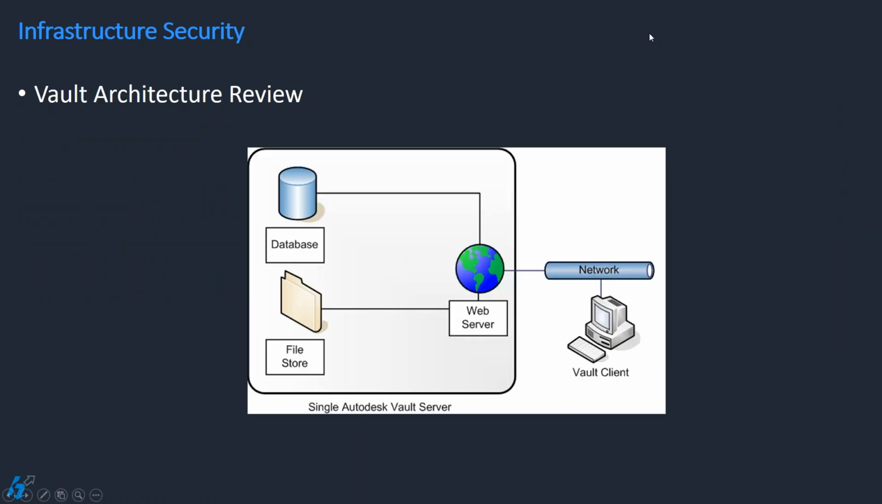So just a review of the Vault architecture. There are, I guess, three if you want to really count the file system as an inherent part of the architecture. We've got the SQL Server database, we have web services, which are run by IIS, Internet Information Services, which is just a standard Windows component. And then we have file storage, where the files are actually stored on the server. And then, of course, we have our Vault clients.